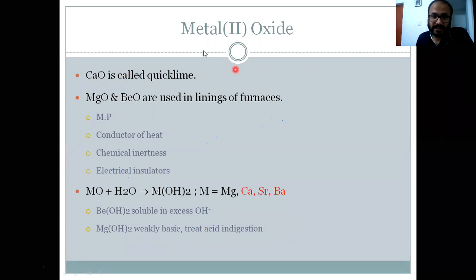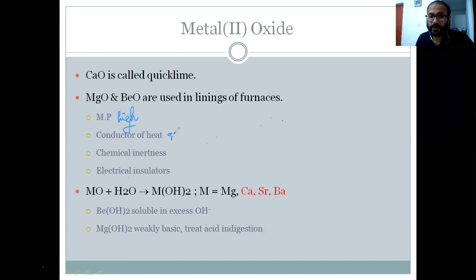Now, talking about the characteristics of the metal oxides, magnesium oxide and barium oxide are used as linings in furnaces. That means in big furnaces, the inside is lined with these oxides. Why we use these linings is because of their properties: they have a very high melting point, and then they are very good conductors of heat.